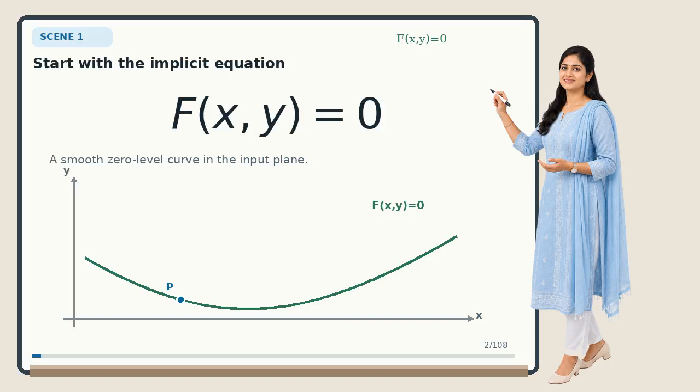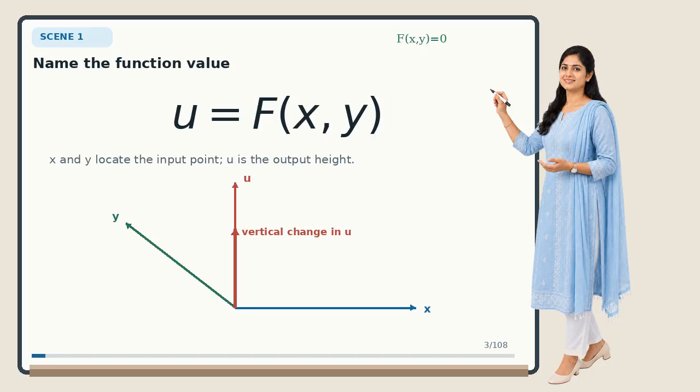Suppose we are given the implicit equation f of x comma y equals 0. This equation describes a level curve in the xy plane. Let us call the function value u, thus u equals f of x comma y. Think of x and y as positions on the input floor and u as the vertical function height.